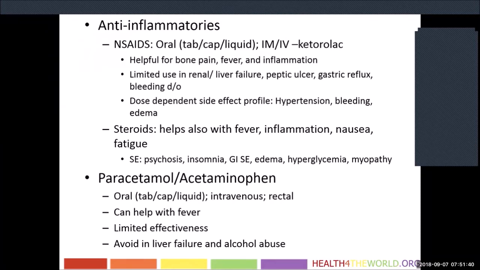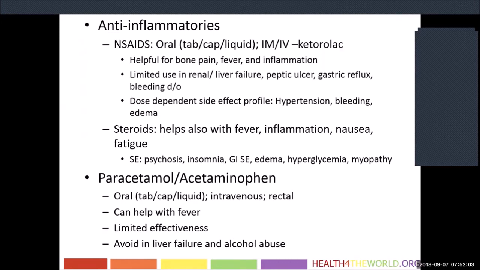Anti-inflammatories are non-steroidal anti-inflammatories and steroids. So again, can be versatile. They can come in tablets, capsules, liquids. You can give it IM or IV. Incredibly helpful for bone pain, fever, and inflammation. If you've got mets to the bone, love non-steroidal anti-inflammatories. Problem is that it's going to be of limited use in renal failure, liver failure, peptic ulcer disease, gastric reflux, and bleeding disorders.